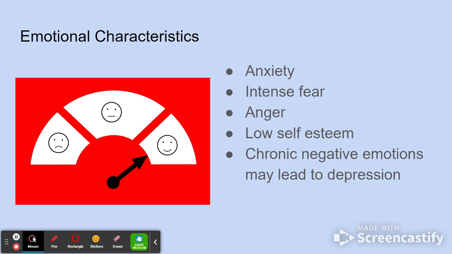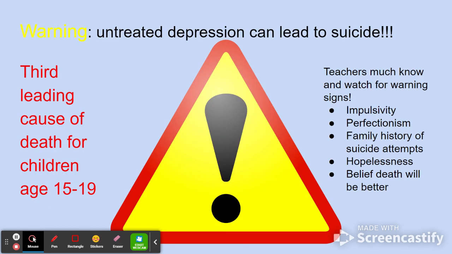These students might have extremely low self-esteem because they haven't been successful in class or with their peers or at school. And a lot of times these chronic negative emotions can lead to depression, which is something we need to be particularly mindful of as educators, because untreated depression can lead to suicide. This is one of the top 3 causes for death in our teenagers, and teachers need to know and watch for these signs. They should be looking for impulsivity, perfectionism, a family history of suicide attempts, hopelessness, and a belief that death will be better.